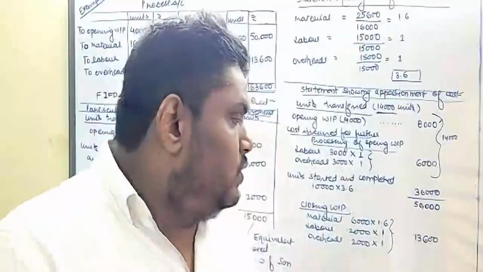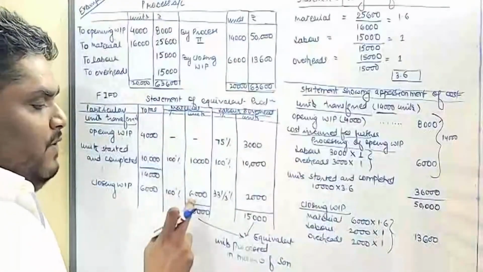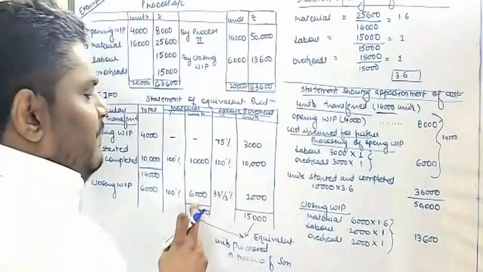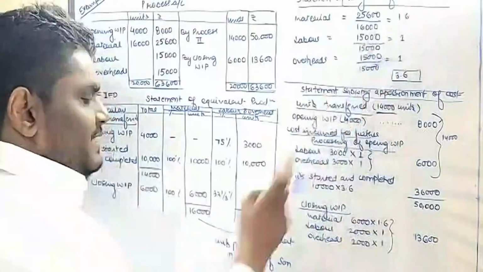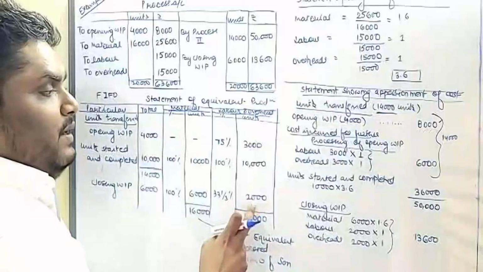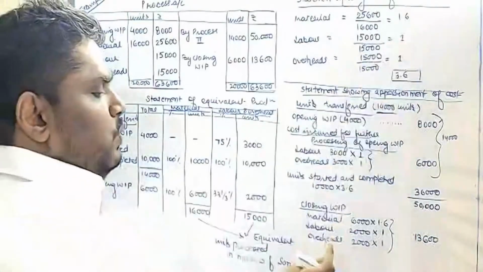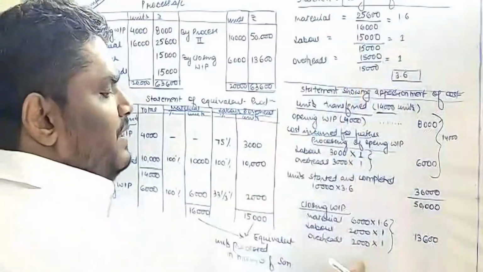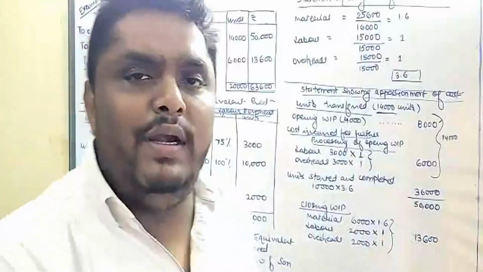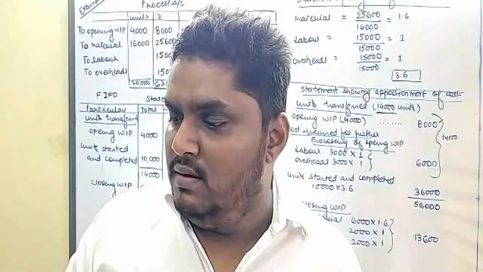When talking about closing work in progress, very simple. The work done in respect of material is on 6,000 units. So 6,000 into 1.6. Similarly, for labor, the equivalent number of units are 2,000. So 2,000 into 1, that is 2,000. And overheads also 2,000 into 1, that is 2,000. So this is how I have calculated the cost of closing work in progress.